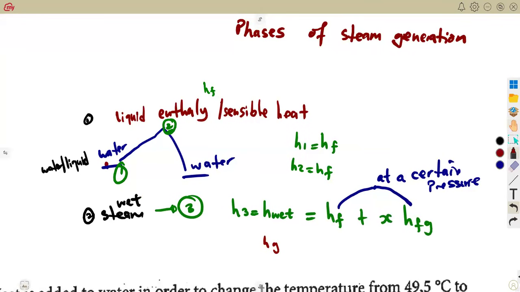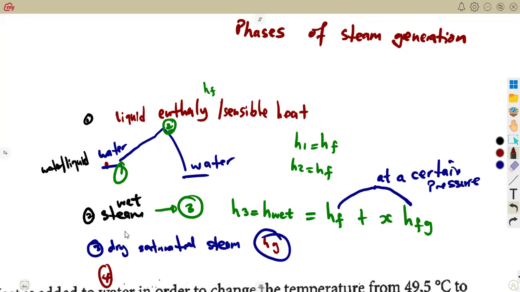So let's just have this representing our dry saturated steam. In case you want Hg, it is just a value that you take from your steam table at a given pressure. Then the steam is further heated until it is superheated. So we now talk of the superheat, or the enthalpy of superheat.